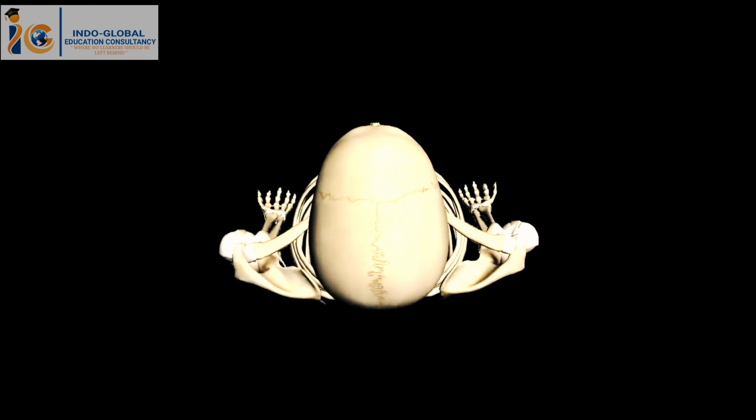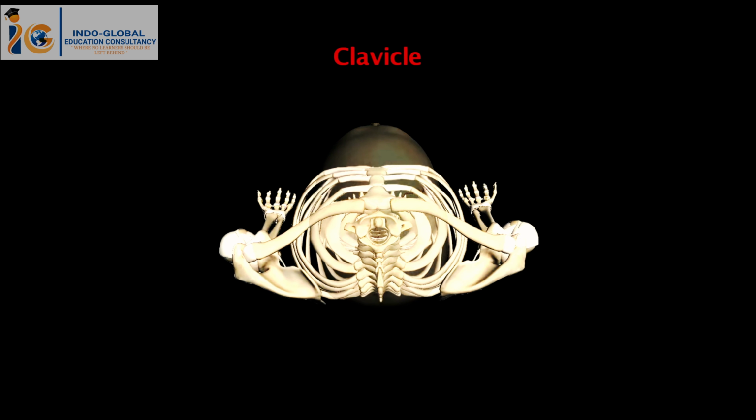The clavicle is commonly called the collarbone. It runs from the sternum out to the acromion process of the scapula, and the 2 ends are named to correspond. The end connected to the sternum is, of course, the sternal end, and the end connected out at the shoulder is the acromial end.